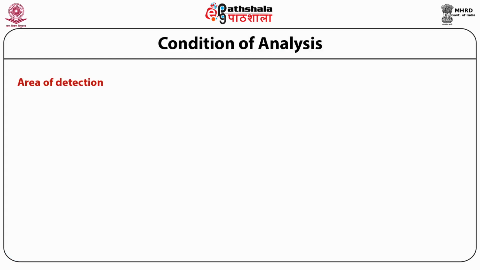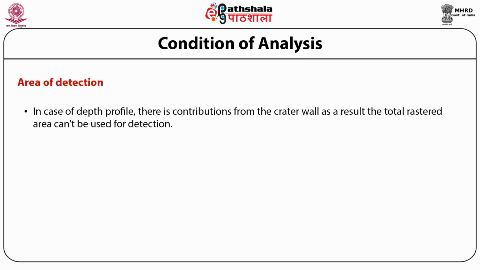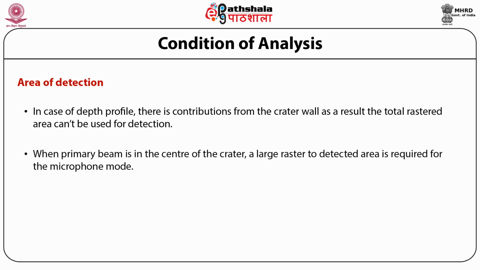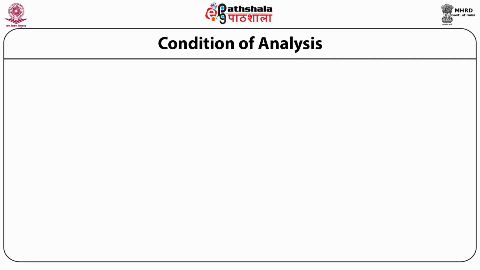Area of detection. In the case of a depth profile, there is a contribution from the crater wall as a result of the total rastered area. This can't be used for detection. When the primary beam is at the center of the crater, a large raster to detected area ratio is required for the microprobe mode. This talks about sputtering rate and energy distribution.